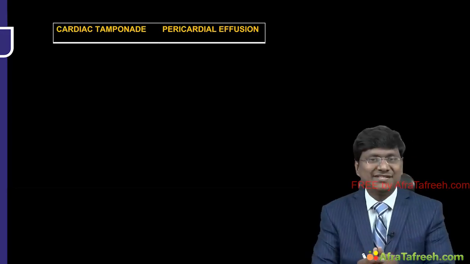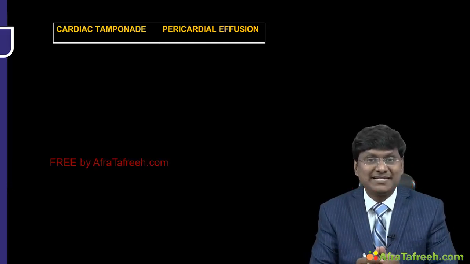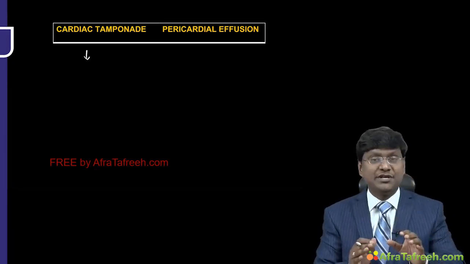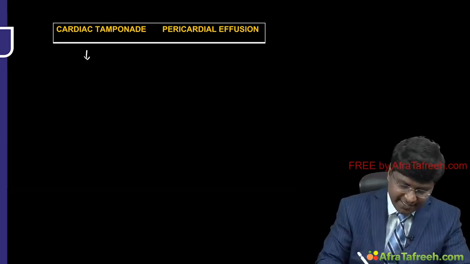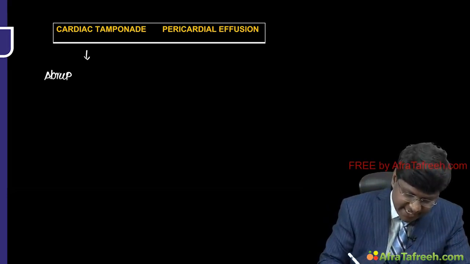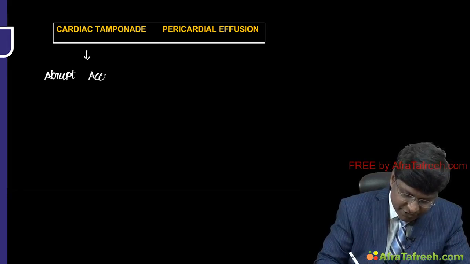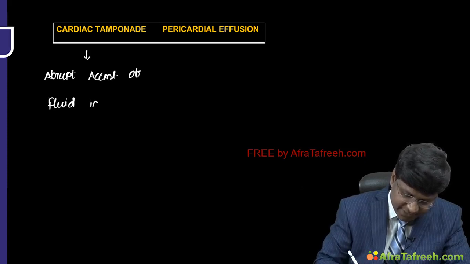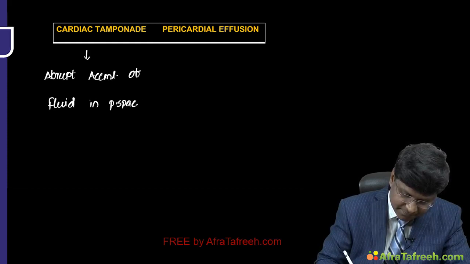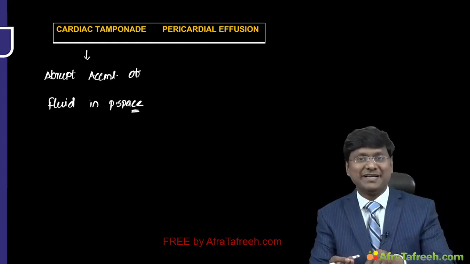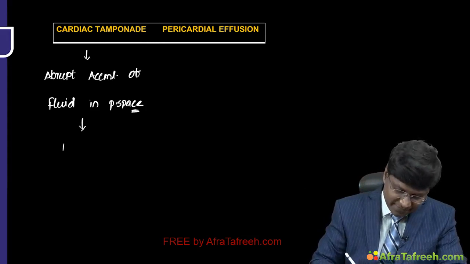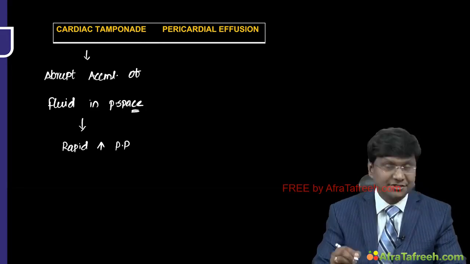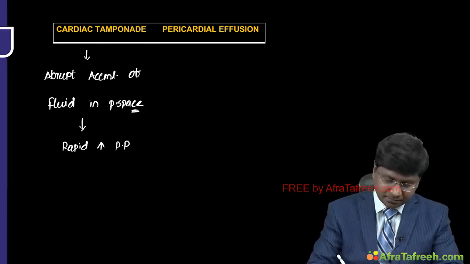Okay, now, after this, you should understand the difference between cardiac tamponade and pericardial effusion. The difference is the rapidity with which the fluid is accumulating. So, in case of cardiac tamponade, there is abrupt accumulation of fluid in the pericardial space, right? Abrupt accumulation of the fluid in the pericardial space, and thereby there is rapid increase in the pericardial pressure. It can go up to 25 millimeters of mercury.